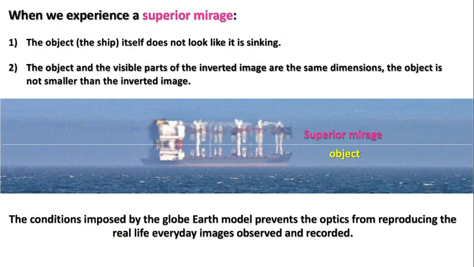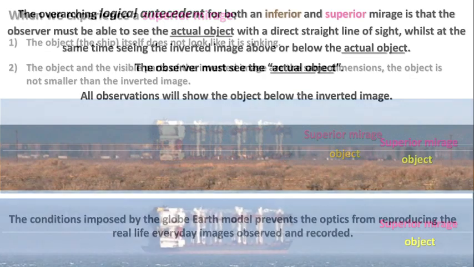When we experience a superior mirage, 1. The object, the ship, itself does not look like it is sinking. 2. The object and the visible parts of the inverted image are the same dimensions. The object is not smaller than the inverted image. The conditions imposed by the globe Earth model prevent the optics from reproducing real-life, everyday images observed and recorded.